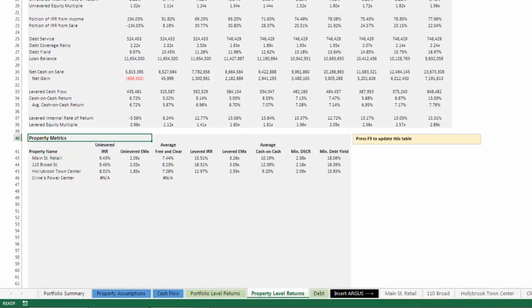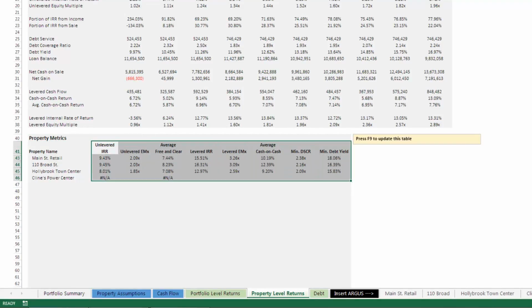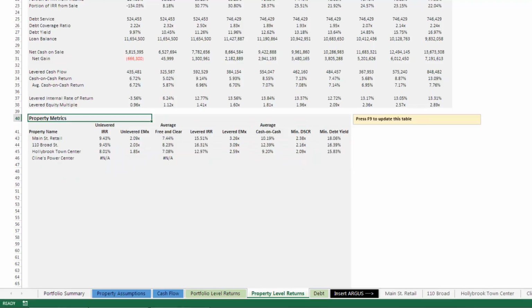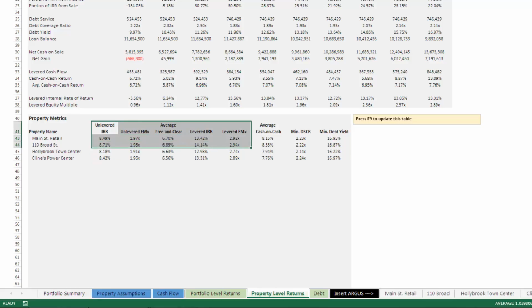Now, this is a data table here, and the very first time or each time you make a change to any of your inputs, you'll need to come in and recalculate this data table. Over here in our help boxes, it tells you press F9 to update this table. So I'm going to go ahead and press F9. And the table's updated. Now we can see how each property performs relative to the other properties. This will give us a feel for which properties are underperforming versus overperforming relative to the portfolio level returns.